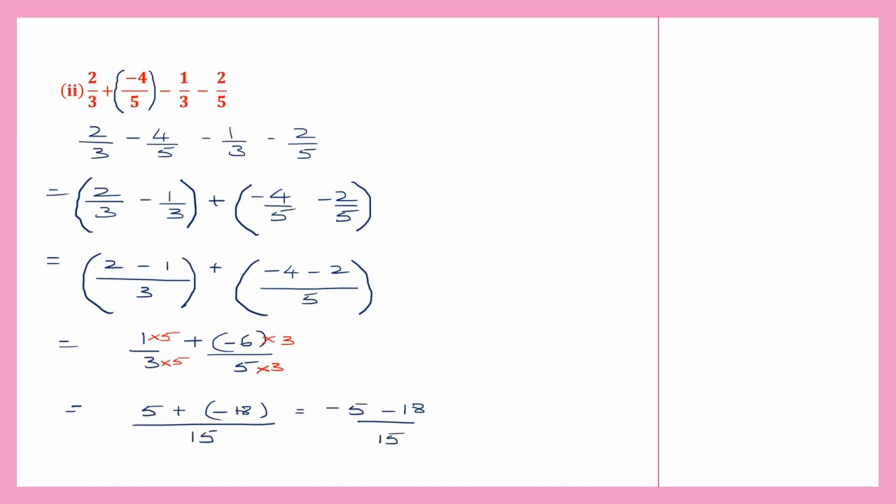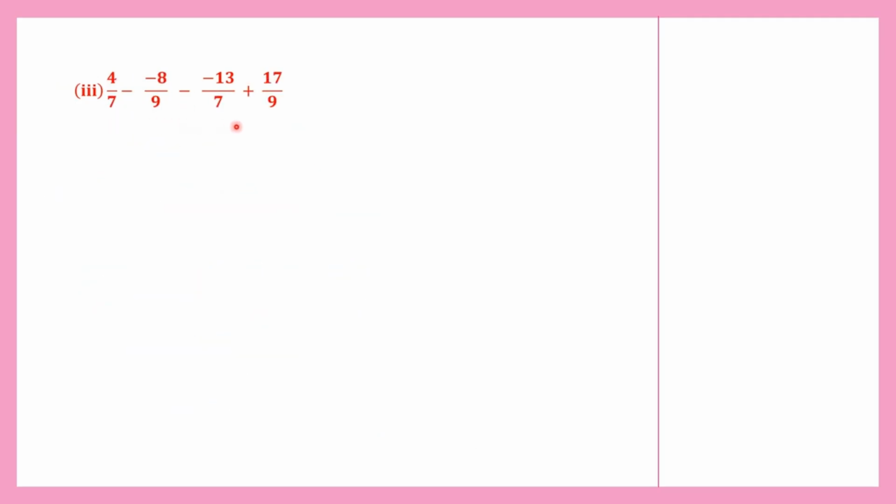So this, as you know, has a plus sign. So when signs are different, we put the sign of the bigger number and we subtract. 18 minus 5 is 13. Minus 13 by 15. So our final answer to this question is minus 13 by 15.